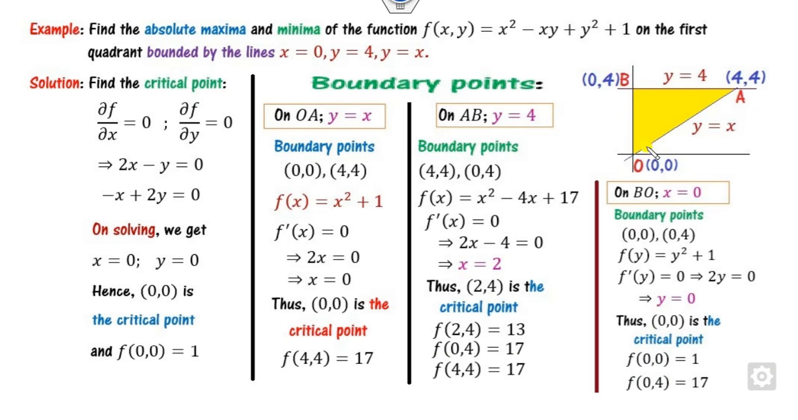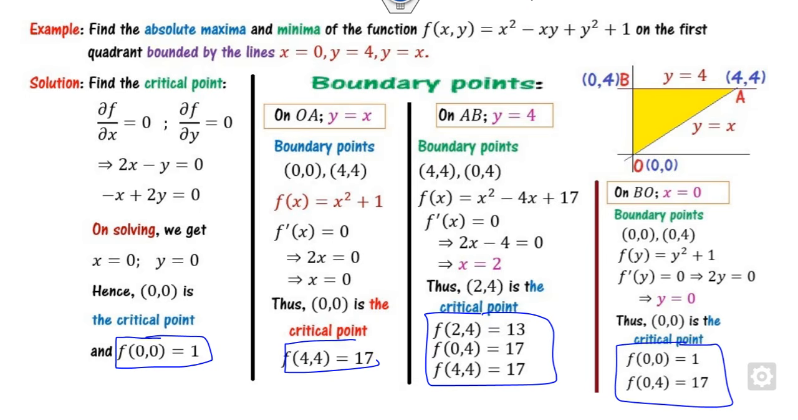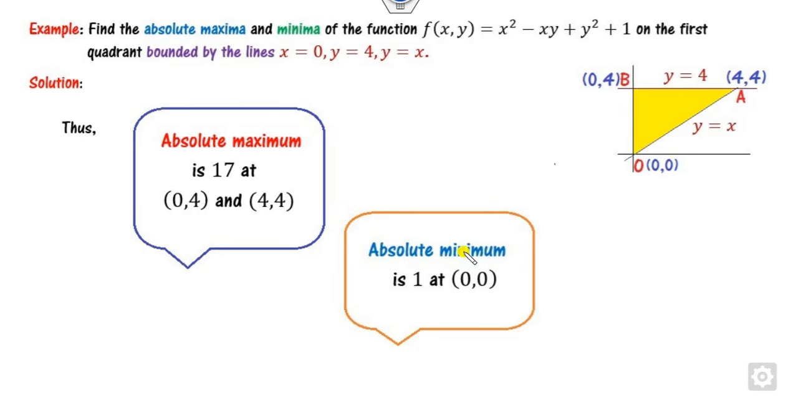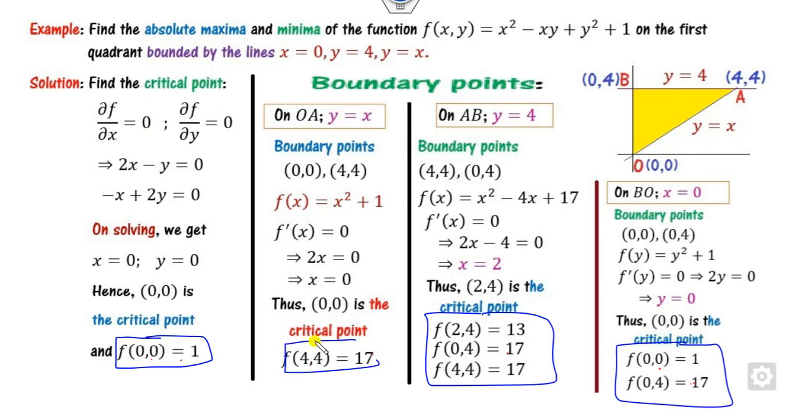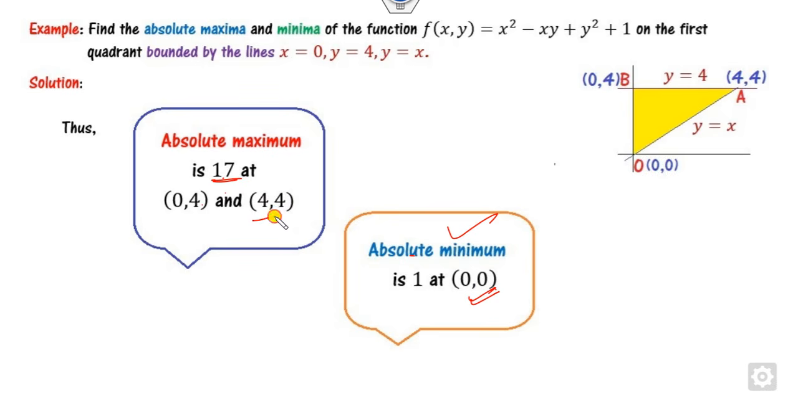Now all the boundary regions are completed. Now look at which value is my maximum. So out of all these regions, you can check which value is my maximum. You can see 17 is my maximum and the minimum value is my 1. So the minimum is occurring at (0, 0). You can see the absolute minimum is occurring at (0, 0). Maximum 17 is occurring at the points (0, 4) and (4, 4), which give the same value. So (0, 4) and (4, 4) are the absolute maxima, and (0, 0) the absolute minimum.